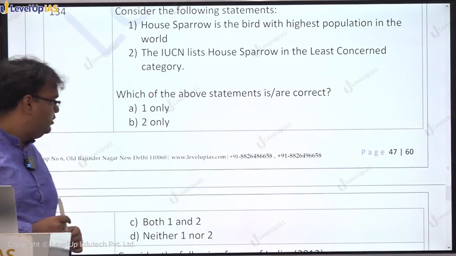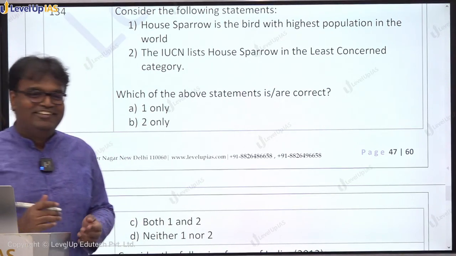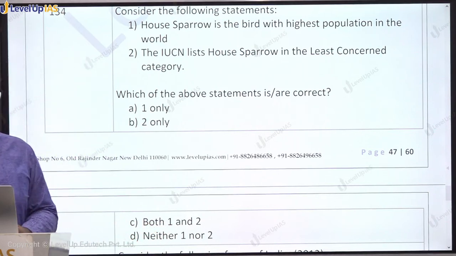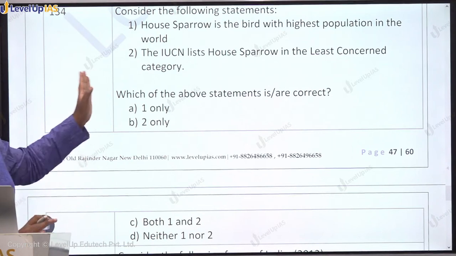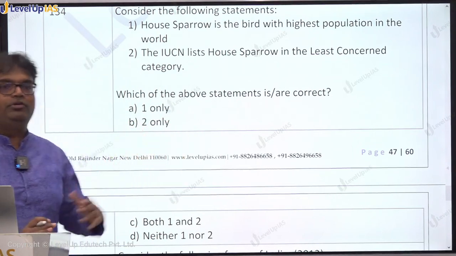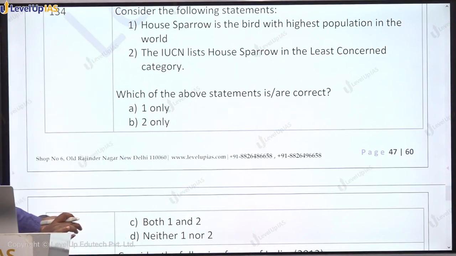Two only? Sure. Why is one wrong? Chicken. Domesticated chicken is the bird with highest population, 24 billion. One is wrong. It is one of the highest population wala bird, but not the highest. Highest to 24 billion kiska hai? Chicken ka hai. 134 ka B.